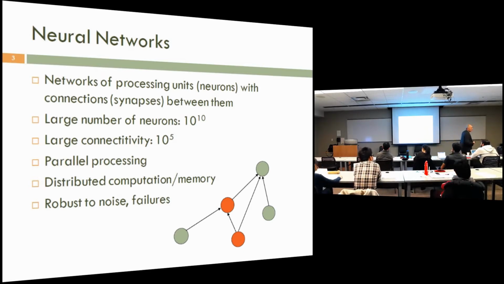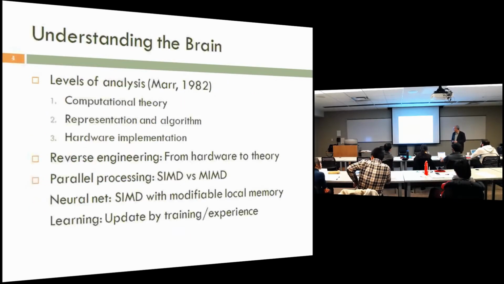Okay? Now, in terms of modeling it computationally, the first breakthrough happened during the Second World War. Two researchers named McCulloch and Pitts published a paper in 1943, where they proposed a computational model of a neuron. And that computational model of a neuron was the model of a linear threshold element.